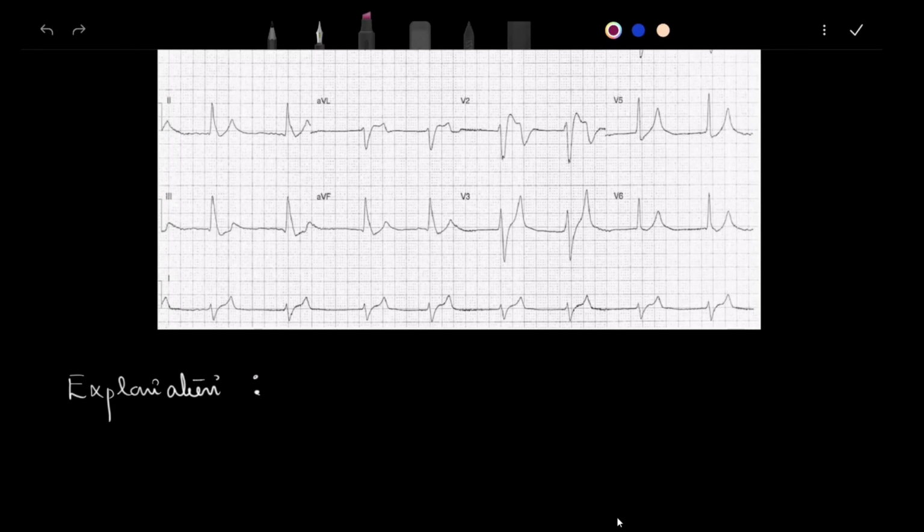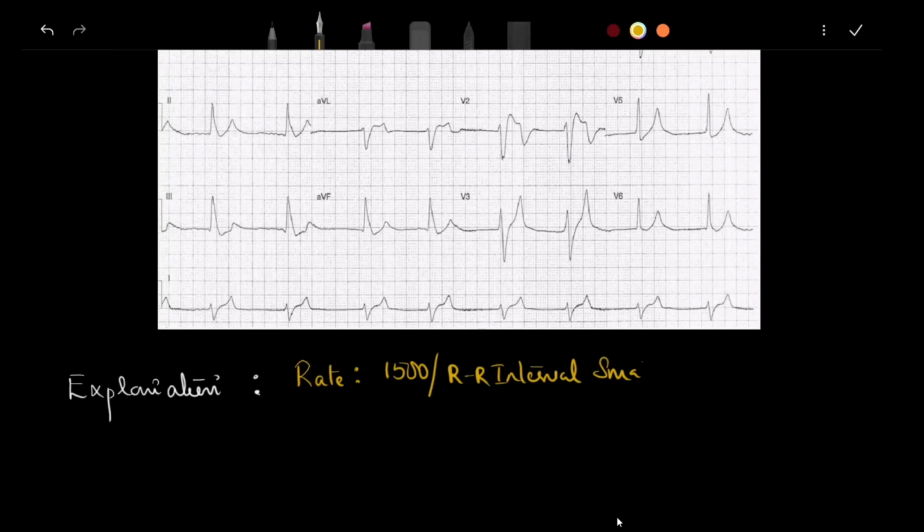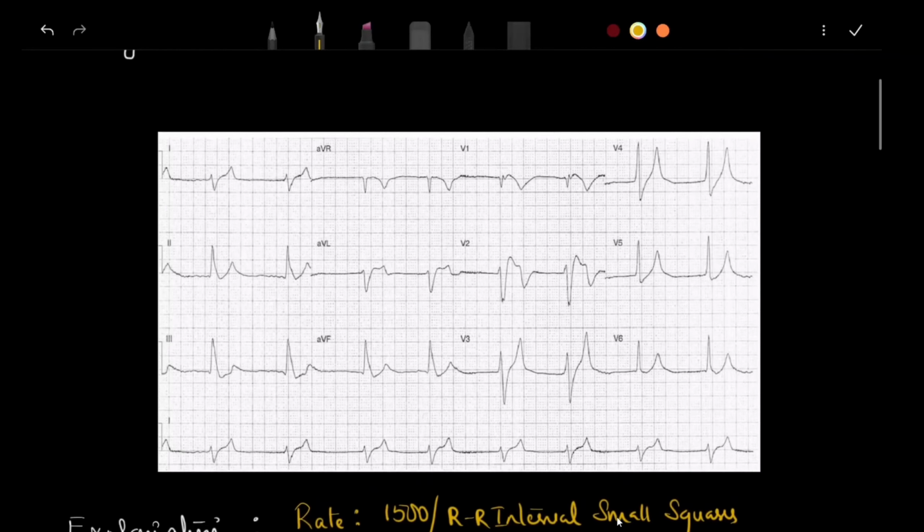First, we should start with the rate of the ECG. That is 1500 divided by the RR interval in small squares. Here we should understand that the RR interval has big squares: 1, 2, 3, 4, 5, 6. 6 big squares plus 2 small squares.